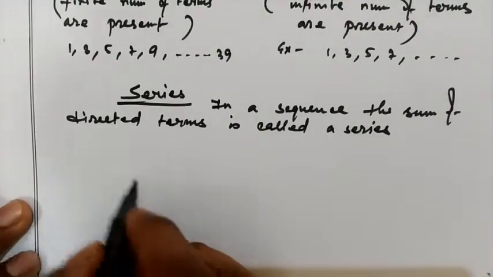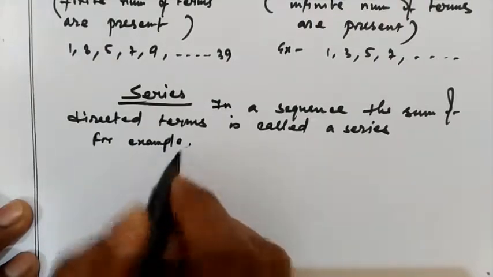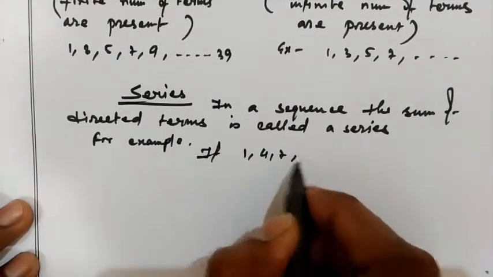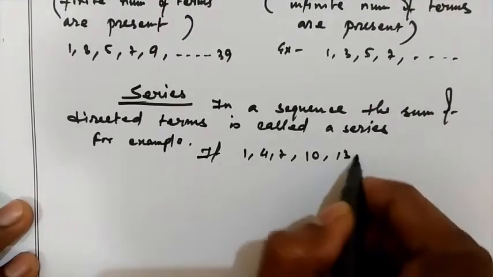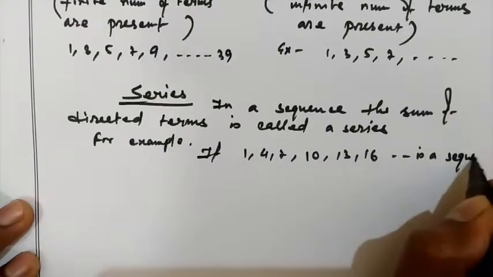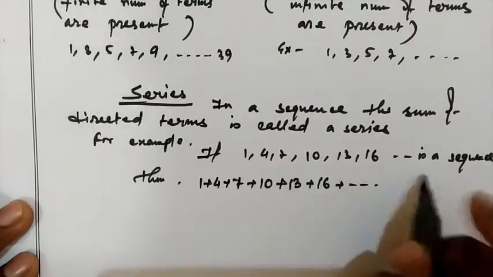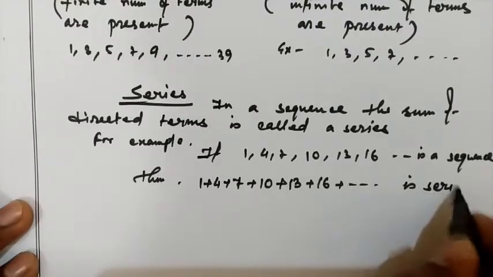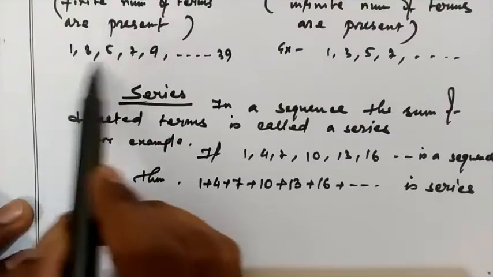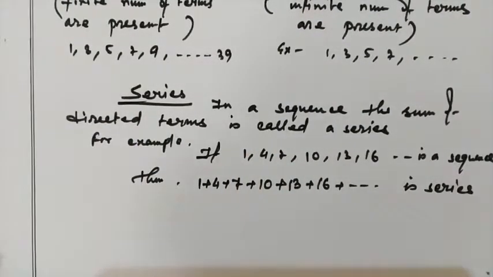For example, if 1, 4, 7, 10, 13, 16 is a sequence, then 1 + 4 + 7 + 10 + 13 + 16 is a series. So this is the difference between sequence and series. Sequence is a list of terms and series is summation of all those terms.